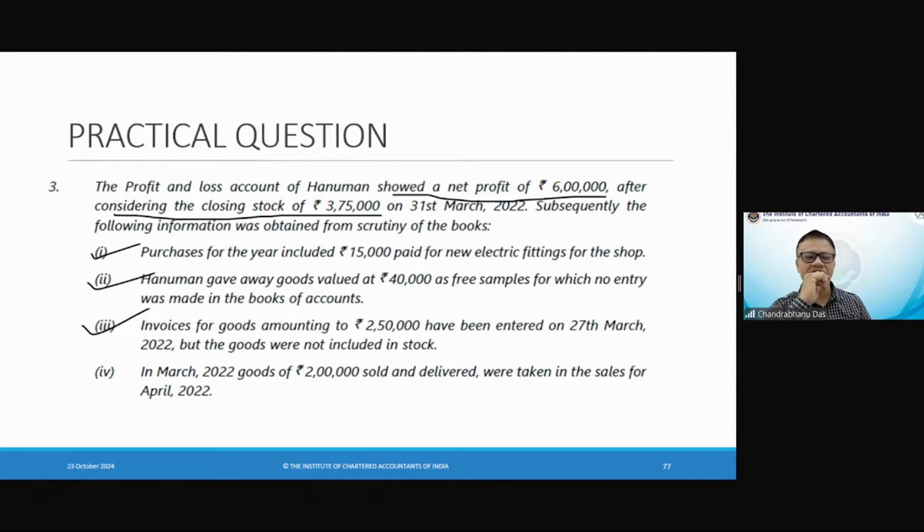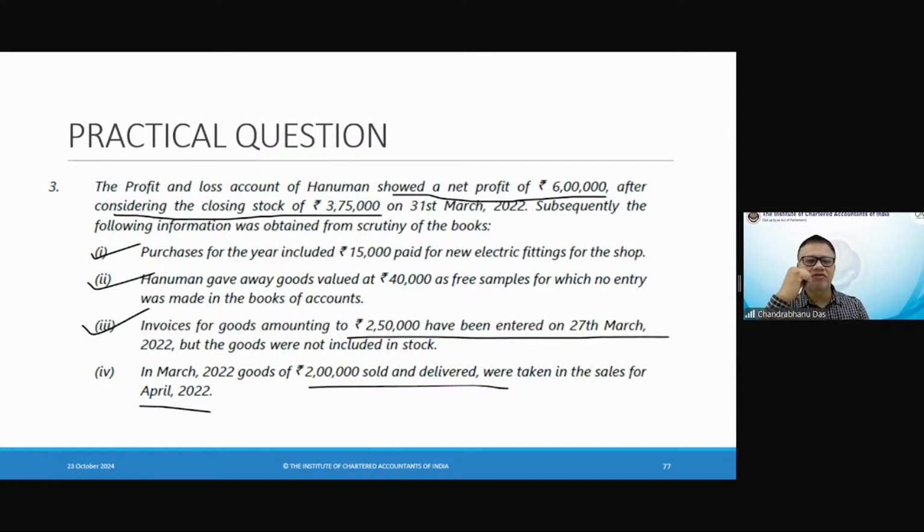Invoices for goods of 2,50,000 have been entered on 27 March, but the goods were not included in the stock. So what happened? You got the invoices, you have entered them on 27th March, but the same goods have to be taken into the stock, which has not been done. You have the invoices with you, but the goods have not been included in the stock. So this is another information which we received. And the last information we received is that in March 2022, goods of 2 lakhs have been sold and delivered, but were taken in sales for April. Now, what happened? You have sold the goods in March, and the sales have been taken in April.